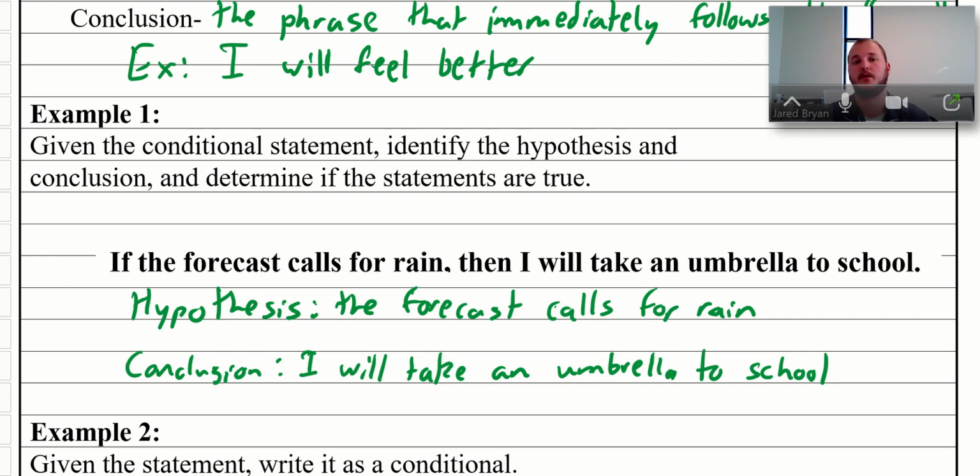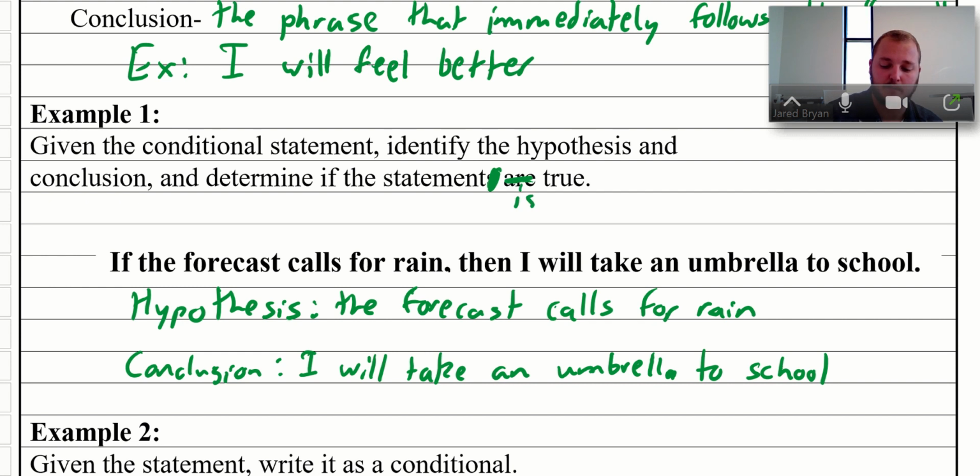The reason this is so important, and the reason we're going through the basics of it, is because it's going to get a little more complicated later in this lesson. So we want to make sure we can identify the hypothesis and conclusion very quickly. Okay, and the last piece here, it says determine if the statements are true, or I should really say determine if the statement is true.